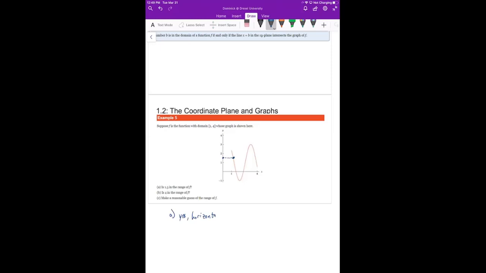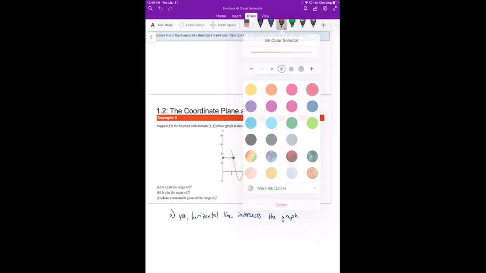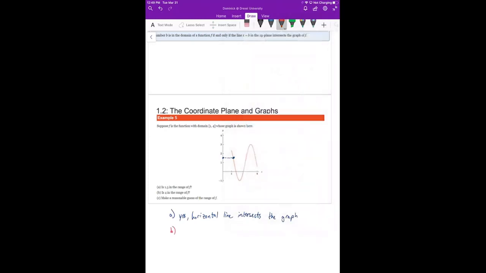because the horizontal line intersects the graph. All right, now in part B, is 4 in the range? Well, 4 is up here. Of course, that's pretty easy to see: no, it does not intersect.